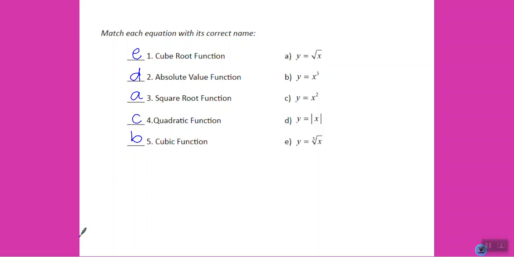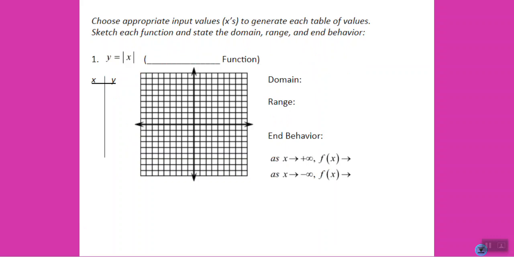So let's see what these functions look like. We're going to choose appropriate input values, or x's, to generate the table of values, sketch each function, and state the domain, range, and end behavior. Like we said at the top, the 2 straight lines around the x mean this is the absolute value function. We can take the absolute value of any number, so we're going to use -2, -1, 0, 1, and 2.